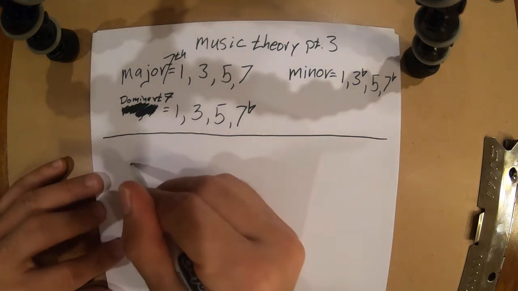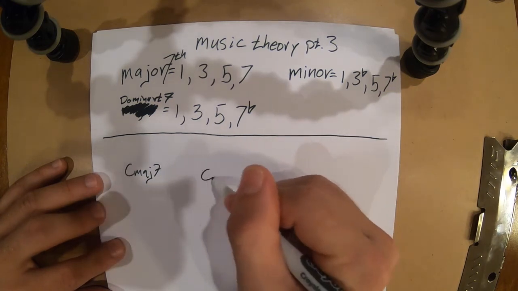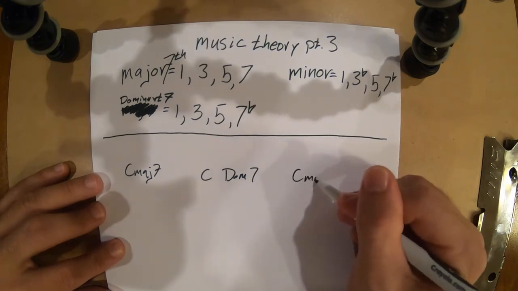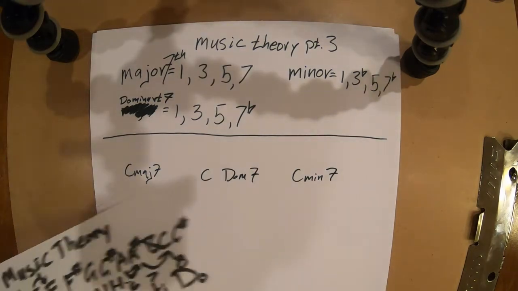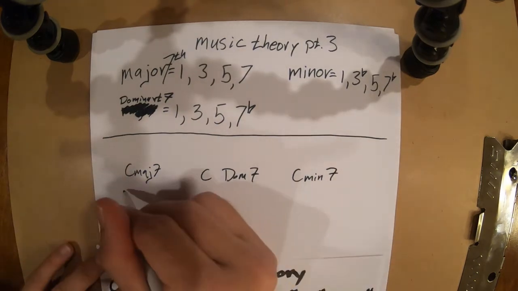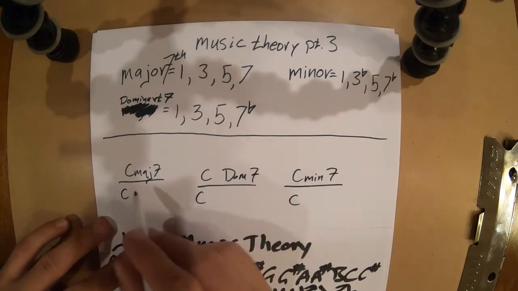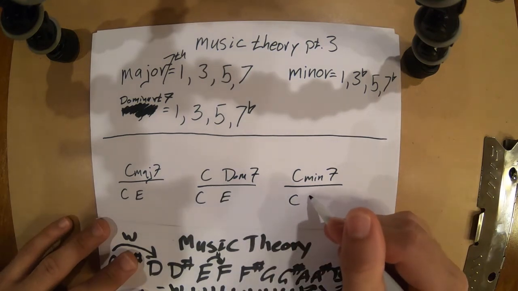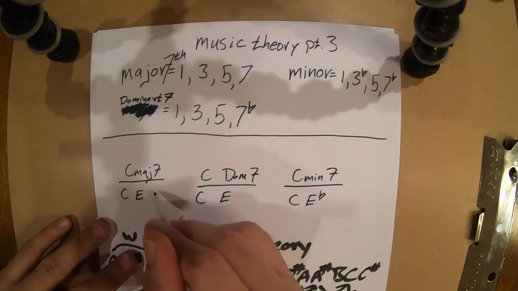If we're going to do C major 7, C dominant 7, C minor 7, what would the notes be? Well, we can go back to our C scale from lesson 1. The 1 is C in all cases. The third for both the major 7 and dominant 7 will be E. And for C minor 7, we will have E flat. The fifth for all three chords will be G.